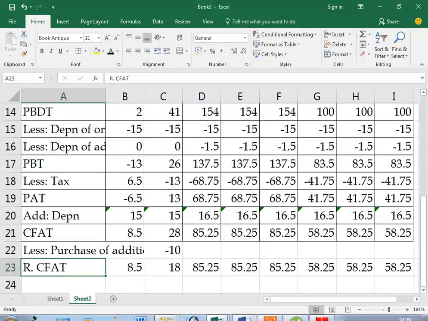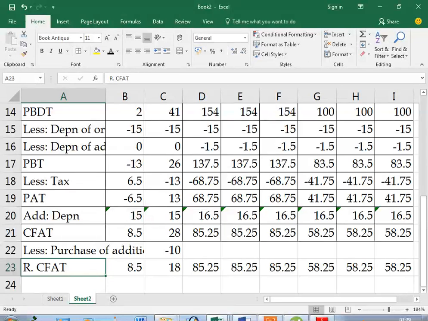Now, as you practice more problems, you will understand when the columns have to be clubbed. In this question, I would have created only 4 columns: year 1, year 2, years 3 to 5 together, and years 6 to 8 together, because everything is the same and we don't change any of the stuff. There's no point in keeping them as separate columns. We would have clubbed them and done it together.